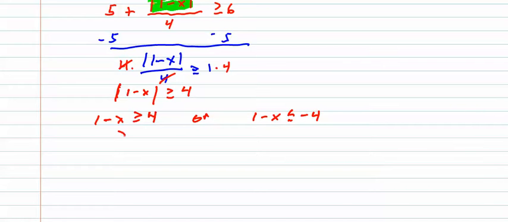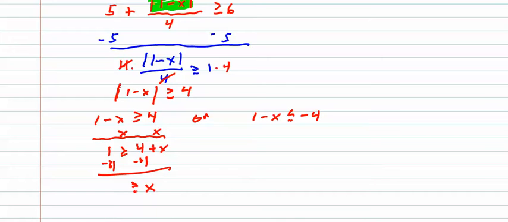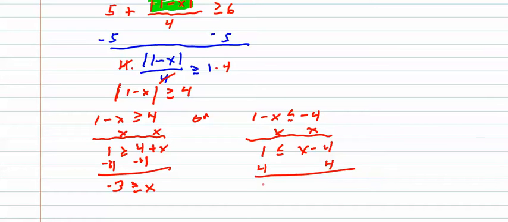Now, I solve. I'm going to add x to both sides. 1 is greater than or equal to 4 plus x. Subtract 4, subtract 4. I have x less than or equal to negative 3. Over here, same thing, add x, add x. 1 is less than or equal to x minus 4. Add 4, add 4. And I get 5 less than or equal to x.